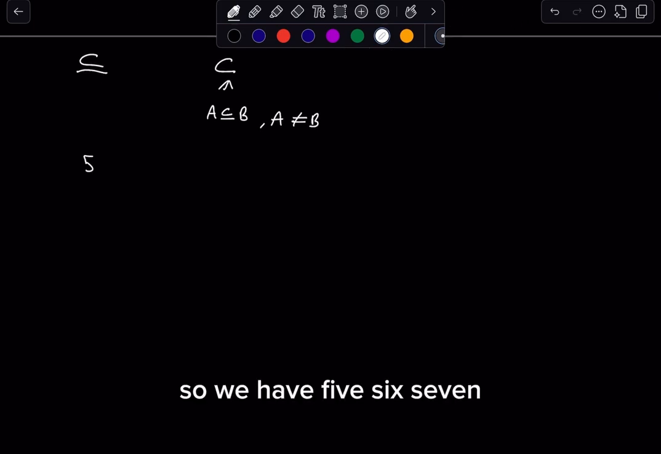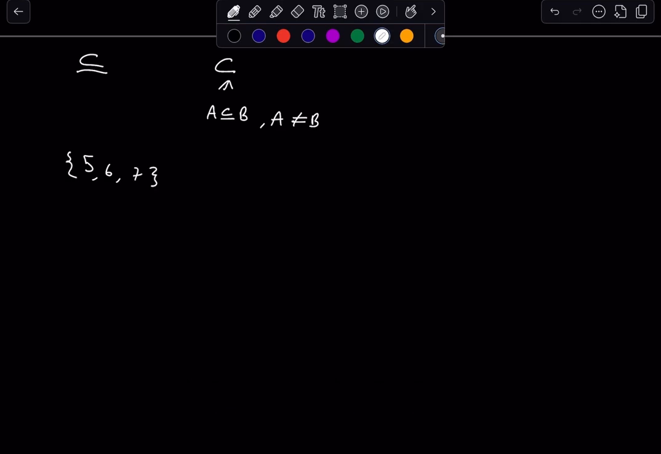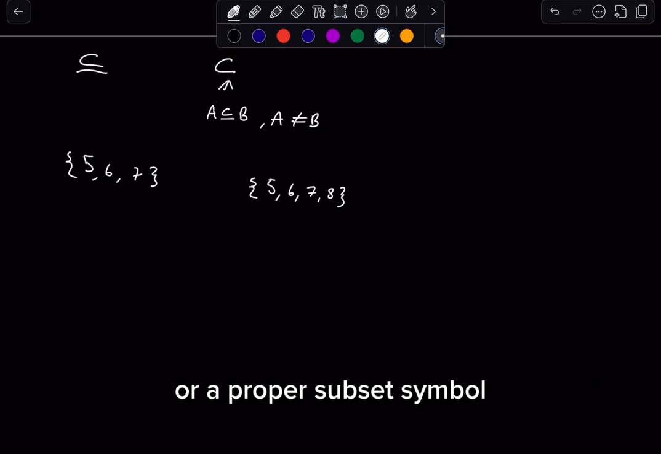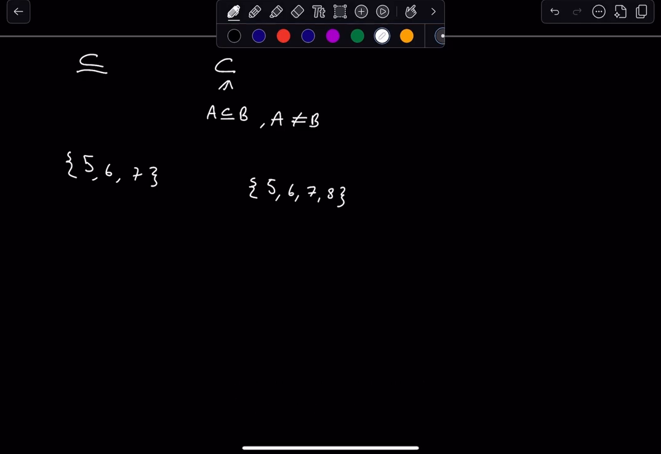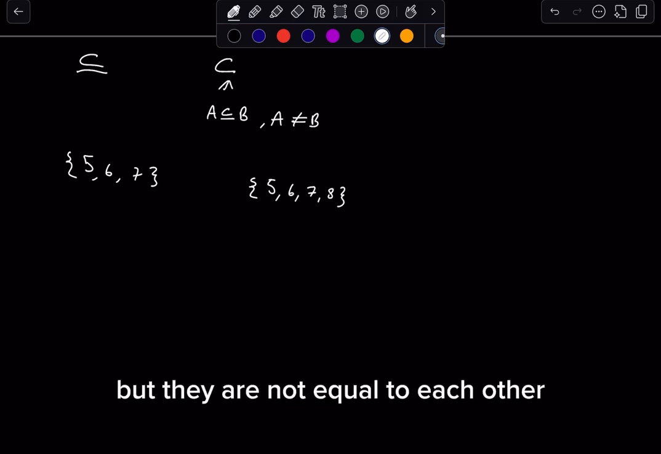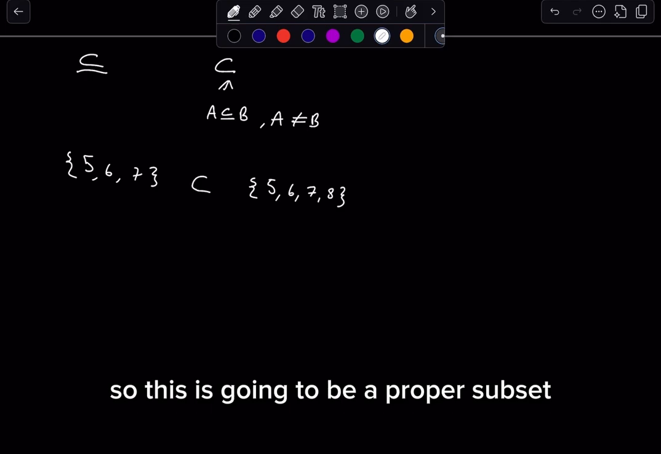So we have {5, 6, 7} and we have {5, 6, 7, 8}. Now we're going to figure out whether we use a subset symbol or a proper subset symbol. If you look at the first set, we have 5, 6, 7. In the second set, we have 5, 6, 7, 8. Now the first set's elements are also in the second set, but they are not equal to each other. So this is going to be a proper subset.